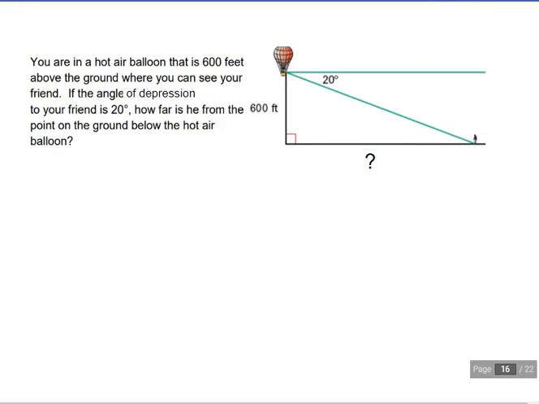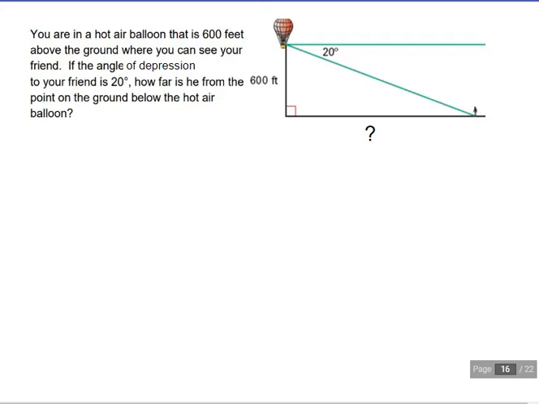So here we have a classic balloon problem. This is another one that is a classic kind of trigonometric problem. And so you are in that hot air balloon. So you are right up here, sir or madam, in the balloon, and you know that you're 600 feet above the ground. You can see your friend, and your friend is going to be right here. Your friend's on the ground. If the angle of depression to your friend is 20 degrees, how far is he or she from the point on the ground below the hot air balloon?